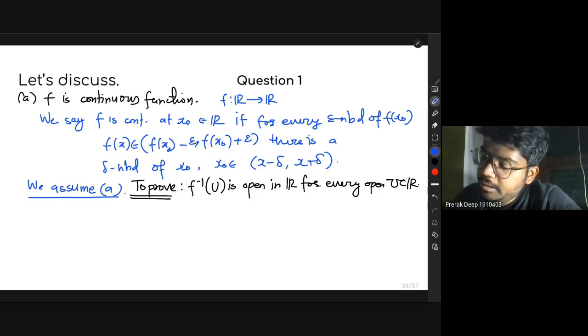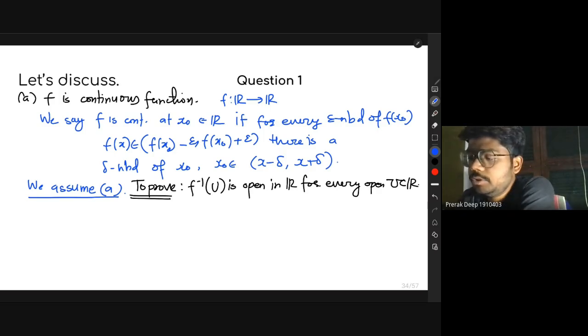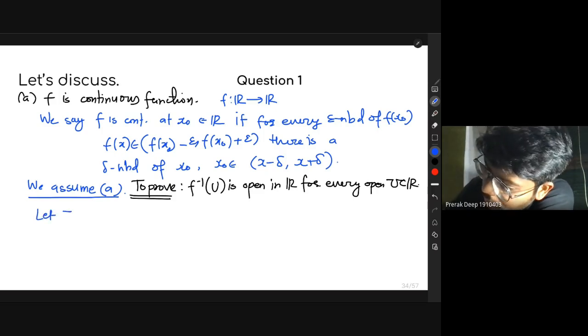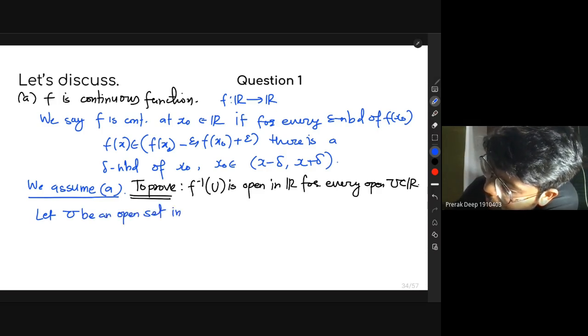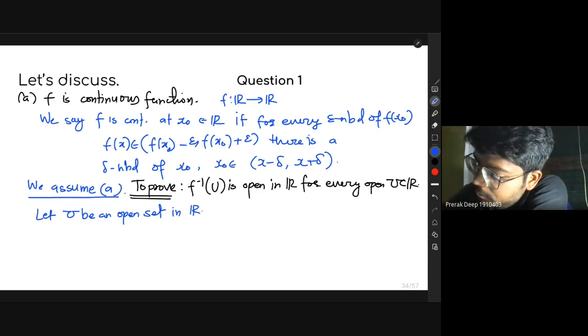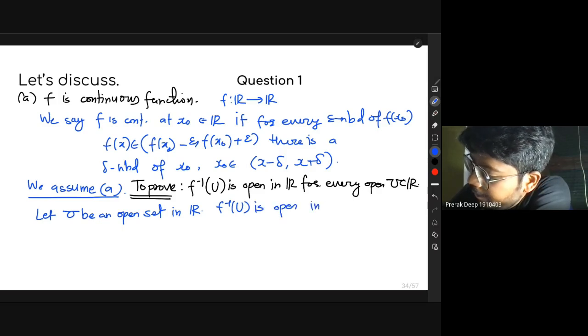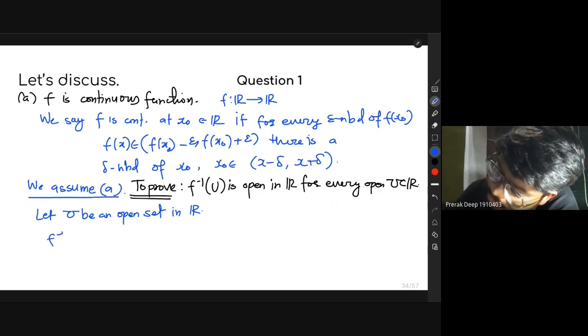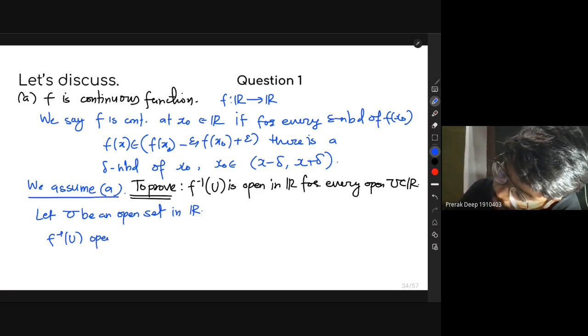So we are assuming that f is continuous. Then we need to prove that f inverse of u is open in R for every open set u in R. So let u be an open set in R. We need to prove that f inverse of u is open in R.